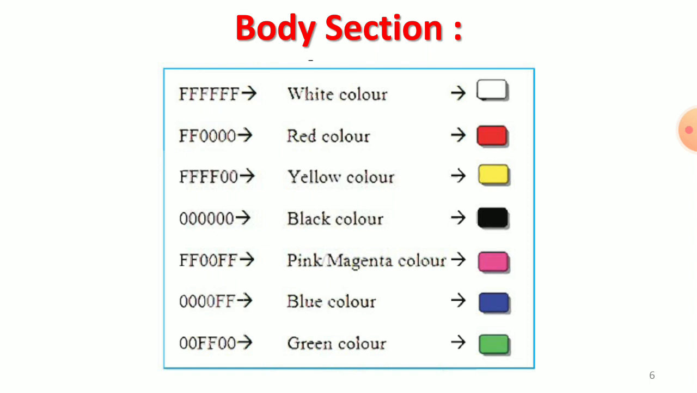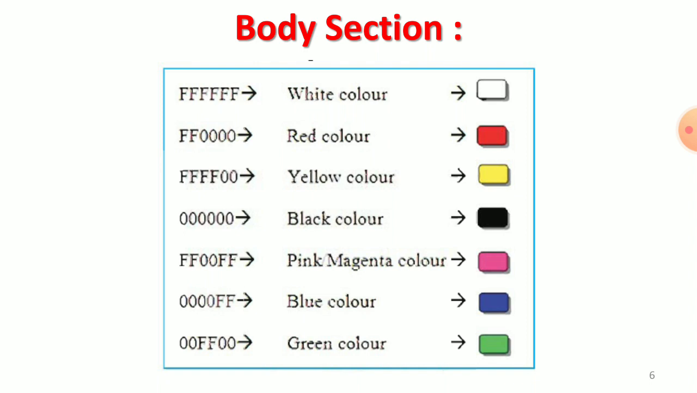First is 6 times F, that means white color. Second, 2 times F and 4 times 0, that means red color. 4 times F and 2 times 0, that means yellow color. And 6 times 0, that means black color. 2 times F, 2 times 0 and 2 times F, that means pink or magenta color. 4 times 0 and 2 times F, that means blue color. And 2 times 0, 2 times F and 2 times 0, that means green color. That is the bgcolor hexadecimal code.